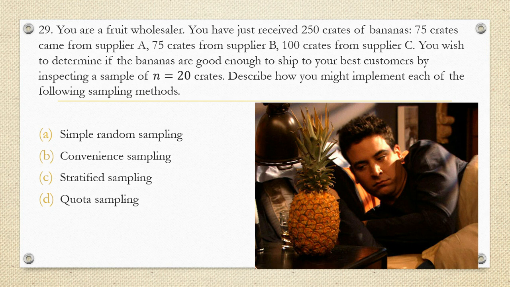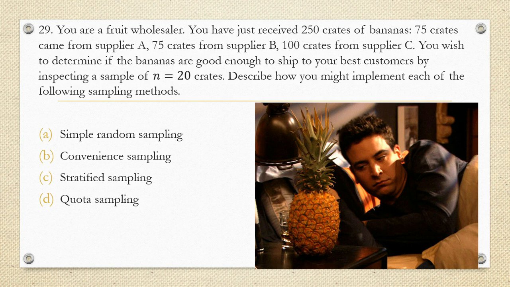Now when we look at 20 crates, we're going to have to say, okay, which type of sampling should we do? So if we were looking at simple random sampling, how would we do a simple random sampling? Well, the way to do a simple random sampling is that every single crate gets a number, 1 through 250. We put numbers 1 through 250 in a hat, and we pull out 20 of them. And those are the ones we check. Okay? Doesn't matter where they came from. We're just taking those 20 that we pulled out of our hat.